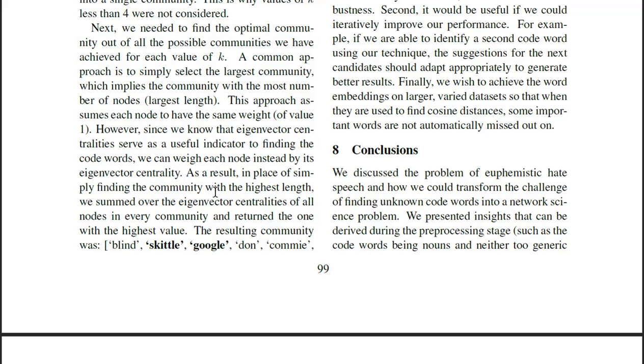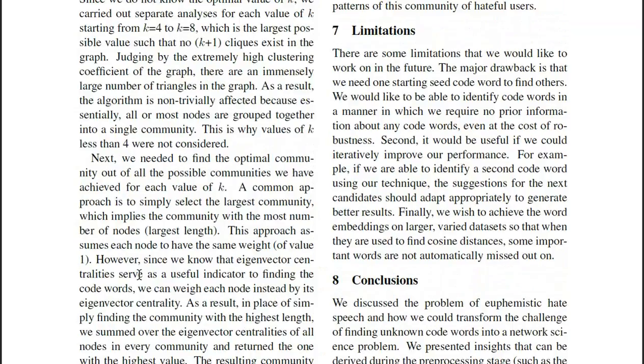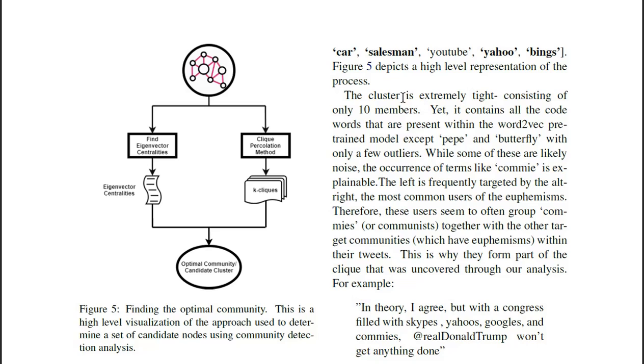As a result, in place of simply finding the community with the highest length, we summed over the eigenvector centralities of all nodes in every community and returned the one with the highest value. The resulting community was this list. In the cluster, as you can see, there are lots of words which are the code words.